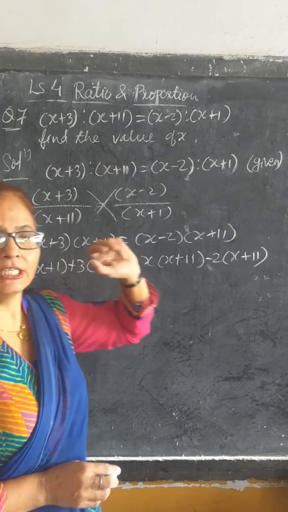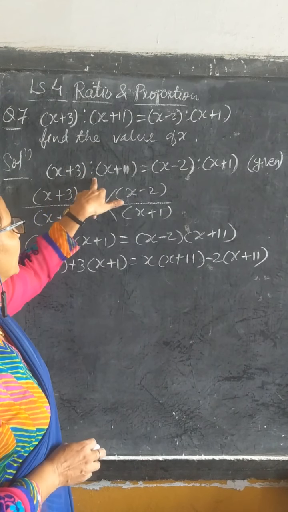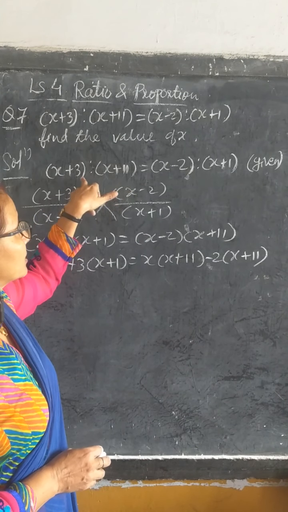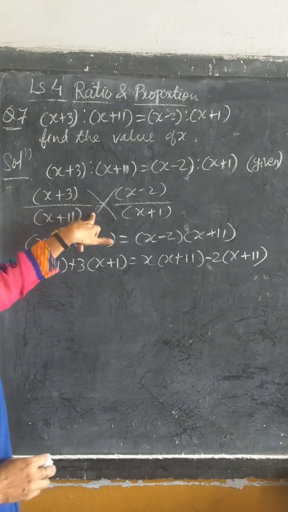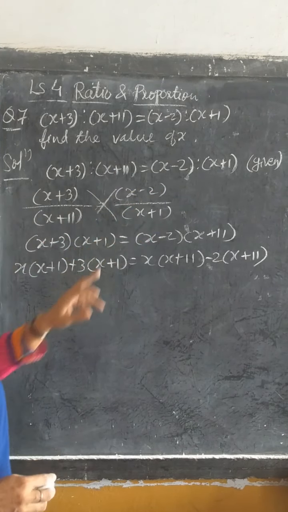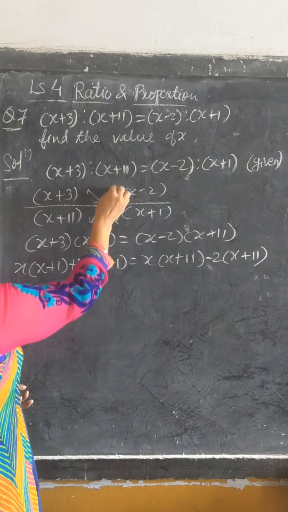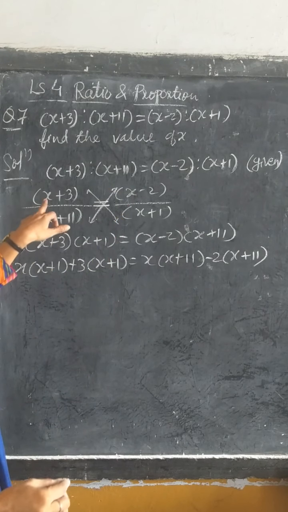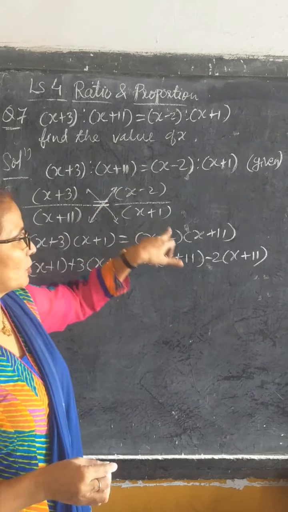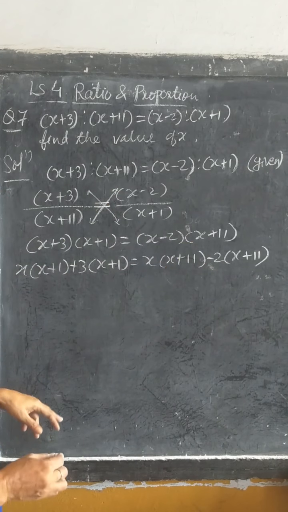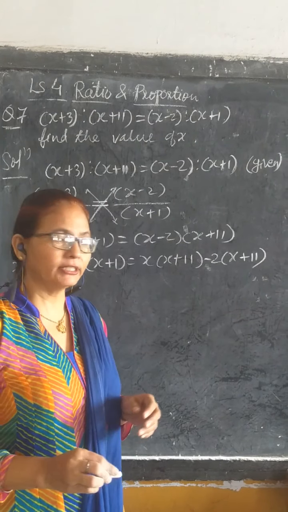You know a is to b can be written as a by b. So in the same way we have written the ratio of x plus 3 by x plus 11 as x plus 3 by x plus 11 is equal to x minus 2 by x plus 1. Now you know children, you have to use cross multiplication to find the value of x. Now what is cross multiplication? You have to multiply these two on one side and find the product of these two on the right hand side. Now you know this is product of binomials that we have already studied.